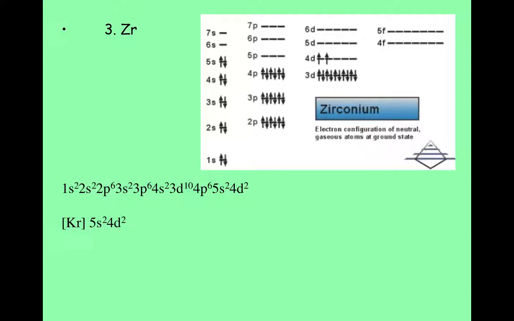So the question might be, how many unpaired electrons does zirconium have? And the answer to that would be 2 in this case, because if you look at the 4d sublevel, all the other electrons are paired up, which means there's one spinning up and one spinning down. But in the 4d sublevel, both of those electrons are unpaired. Unpaired electrons are important because they shed some light onto properties like magnetism and the color given off by different elements, and we will study that a little more as the year progresses.